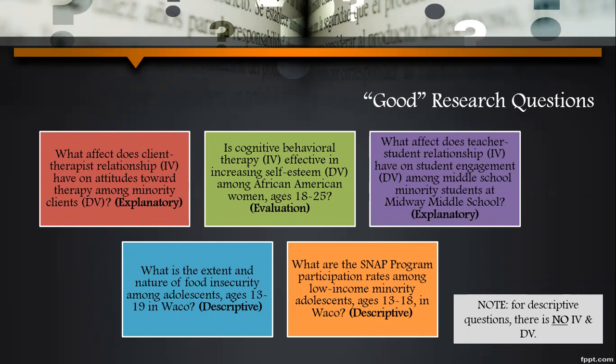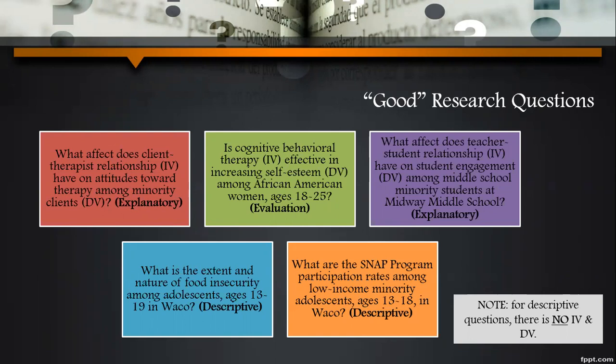This is an evaluation question, okay, because we're looking at the effectiveness of a specific intervention on a specific outcome, okay? So in this case, we are looking at cognitive behavioral therapy. This is our independent variable in this question. And we're looking at what effect cognitive behavioral therapy has on self-esteem, which is our dependent variable or our outcome variable. And our population here is African-American women ages 18 to 25. So this question is evaluative in nature.